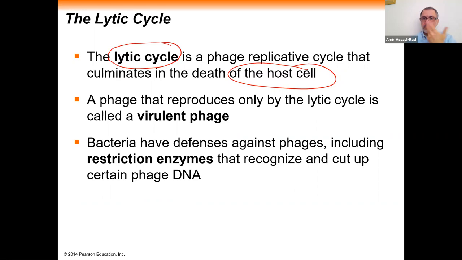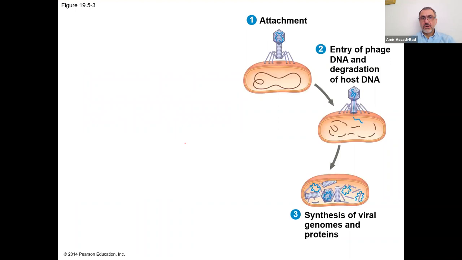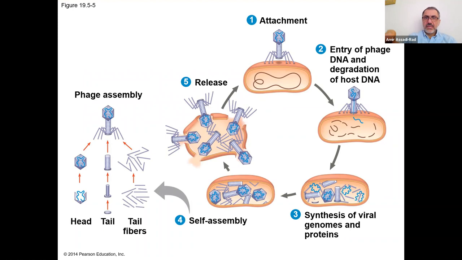Let's leave it there. But make sure you know this: the bacteria have a defense mechanism, including restriction enzymes that recognize and cut up certain phage DNA. So here it is. This is the lytic cycle. Right here, that's the plasmid. Remember that, of the bacteria, and then the phage sits on the bacteria.